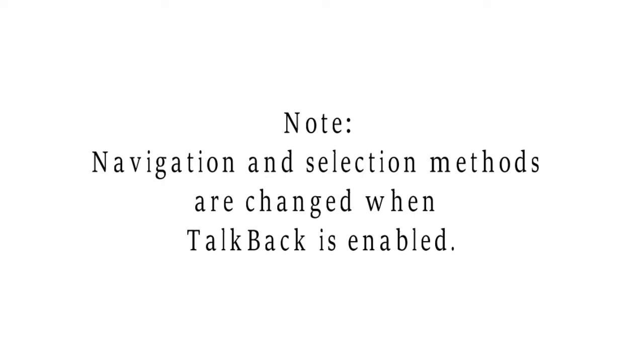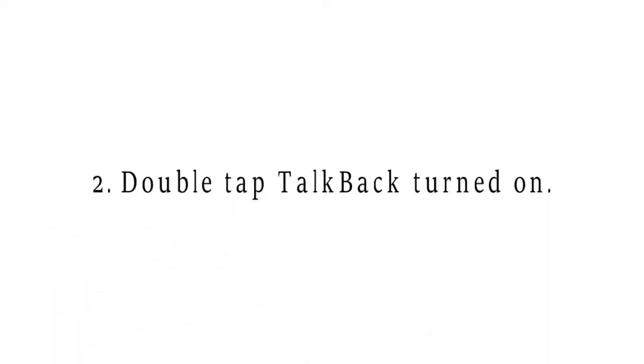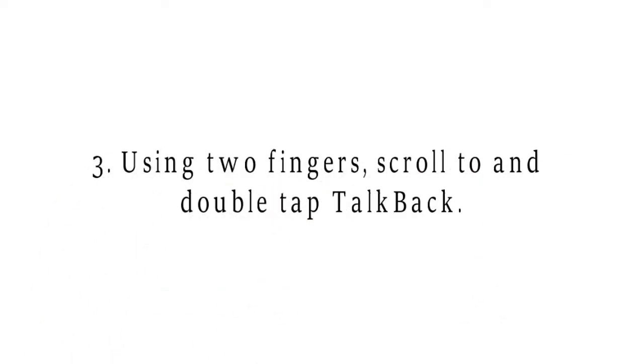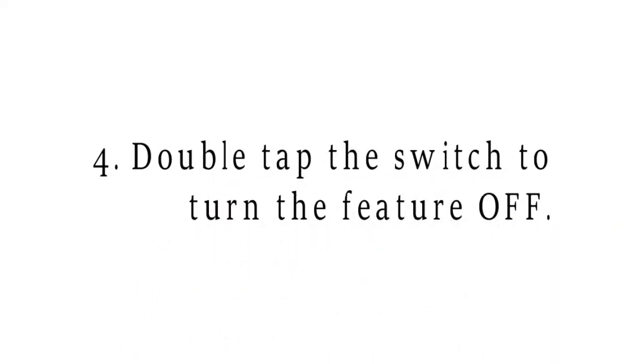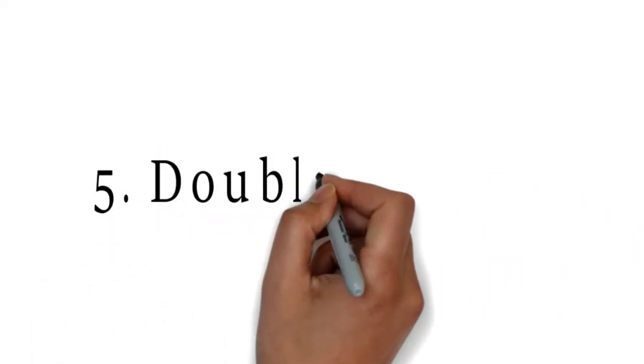A single tap will read aloud the name of the item tapped. A double tap will select the item tapped. 2. Double tap TalkBack turned on. 3. Using 2 fingers, scroll to and double tap TalkBack. 4. Double tap the switch to turn the feature off.